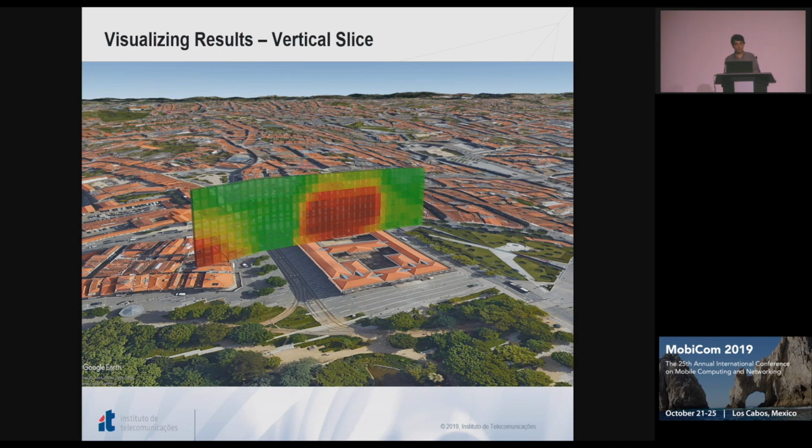In this image, we show a vertical slice of our results. We classify every spot in space. We can classify any cube in space, and then we can represent them, for example, between red, which is 100% of being a building, and green, which is 100% of being free, according to the results of the classifier.